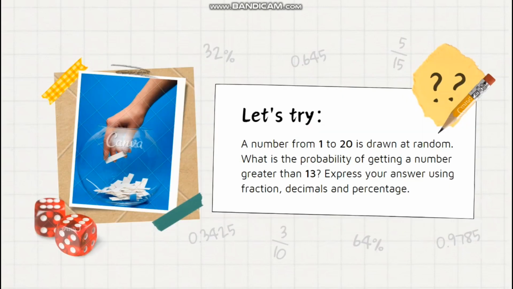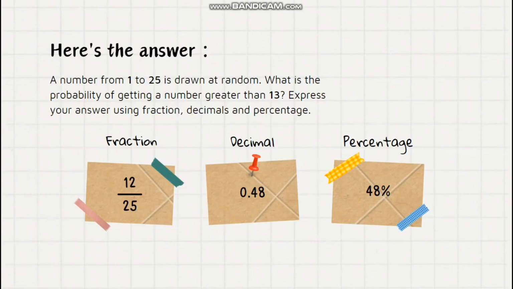Let's try this one. A number from 1 to 20 is drawn at random. What is the probability of getting a number greater than 13? Express your answer using fraction, decimals, and percentage. You have 5 minutes to answer. Here's the answer. In fraction, we have 12 over 25. And if we convert that into decimal, we have 0.48, and in percentage, 48%.